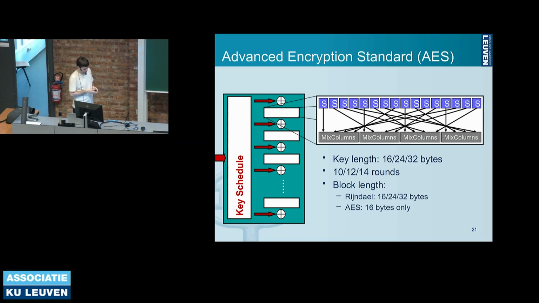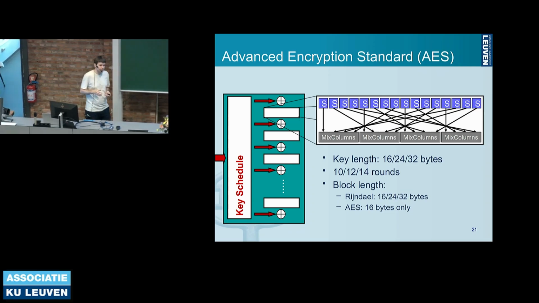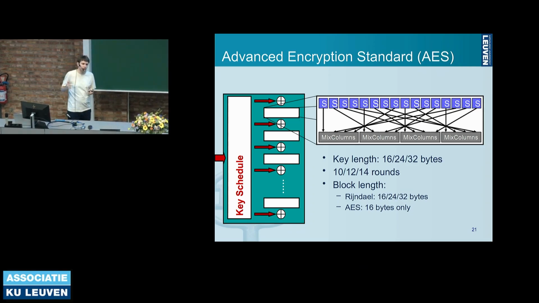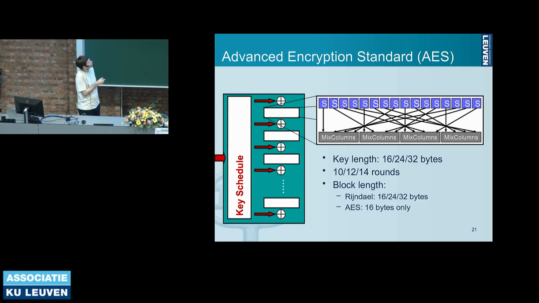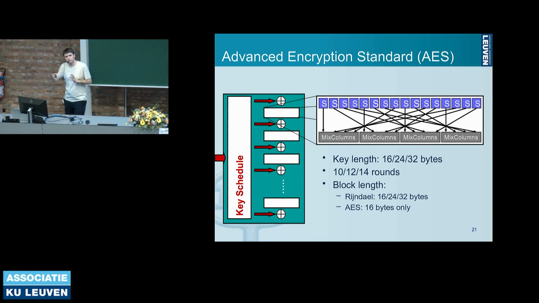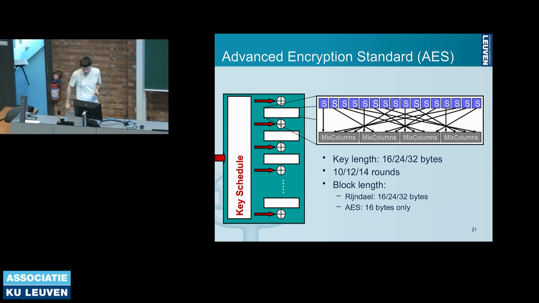So every block cipher, of course, has on the one hand a block length and on the other hand a key length. In the case of the AES, there is actually more than one possible key length. You can have either 128-bit keys, so 16 bytes, or 24 bytes or 32 bytes. Depending on how long the key is, the number of rounds is different. You need a bit more rounds if your key is longer.